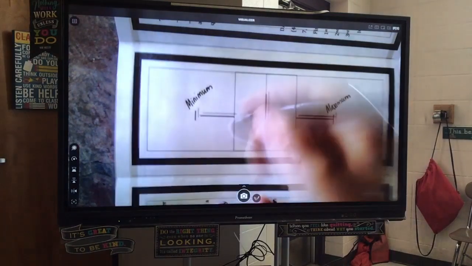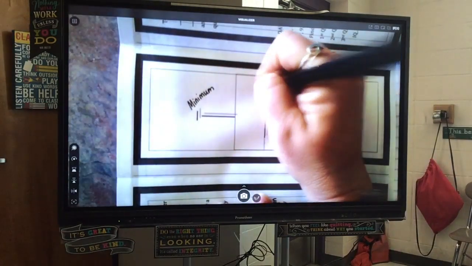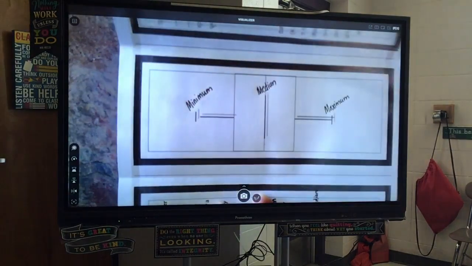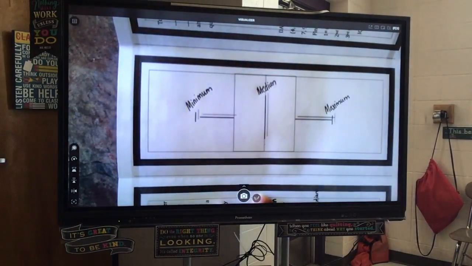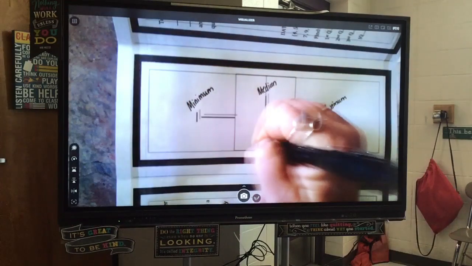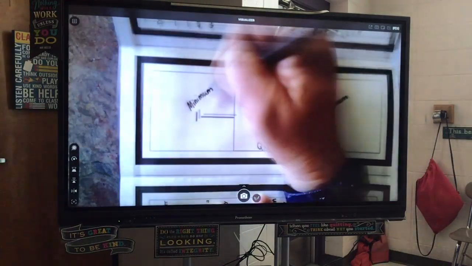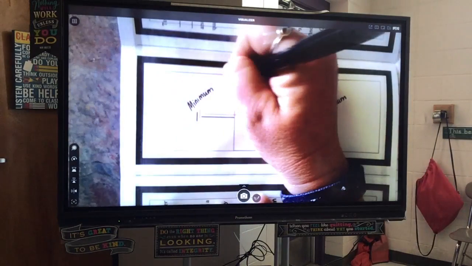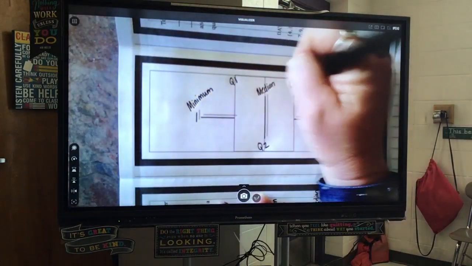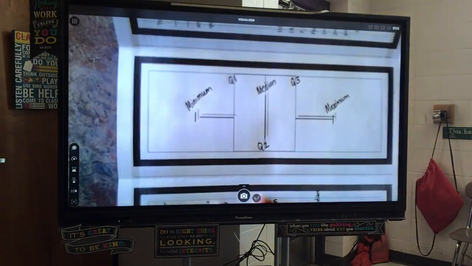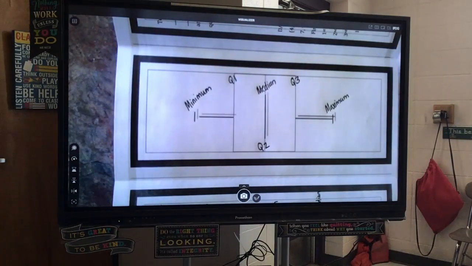Okay, so the one that is always in the middle is your median, or it's also known as what? Second quartile. So your Q2. Your first line is always your Q1 and your last line is always your Q3. Or the first side of your box and the last side of your box. However you want to say it.